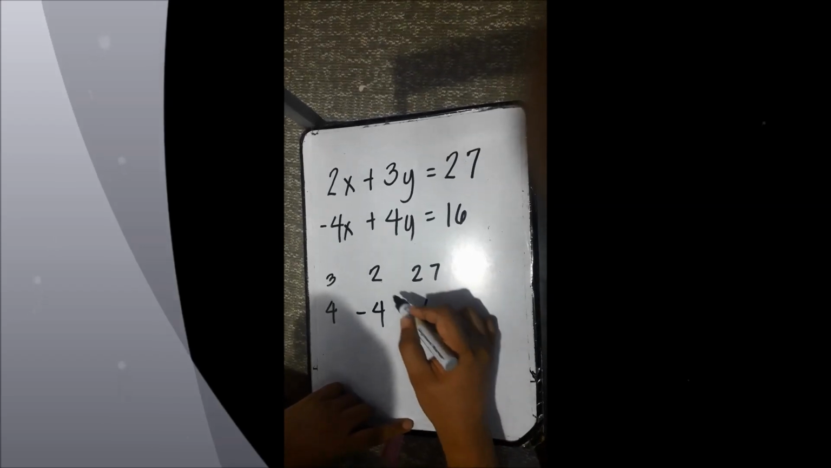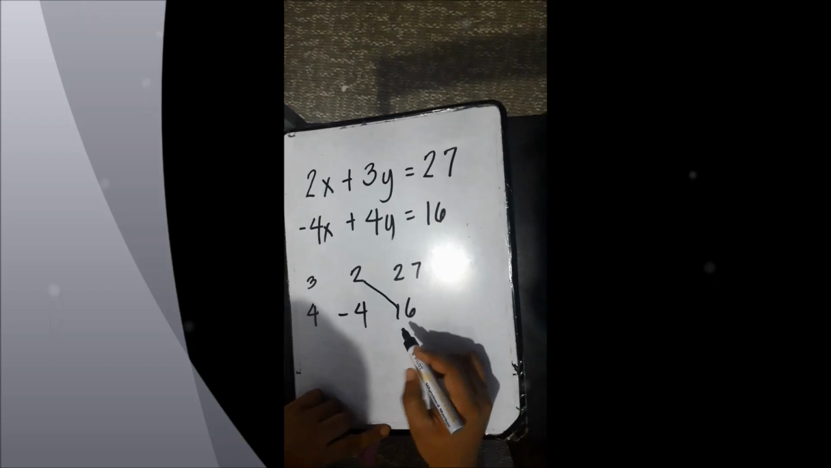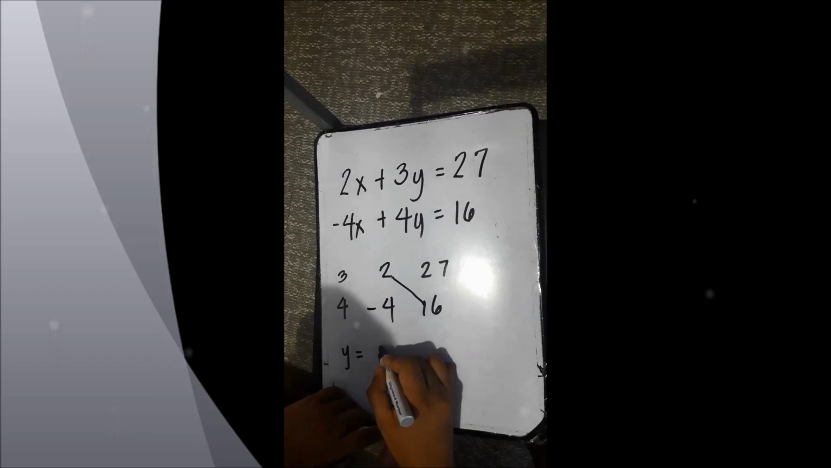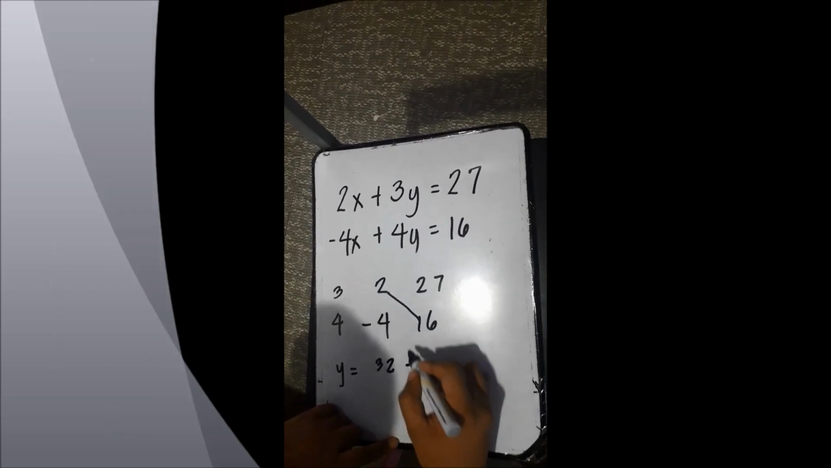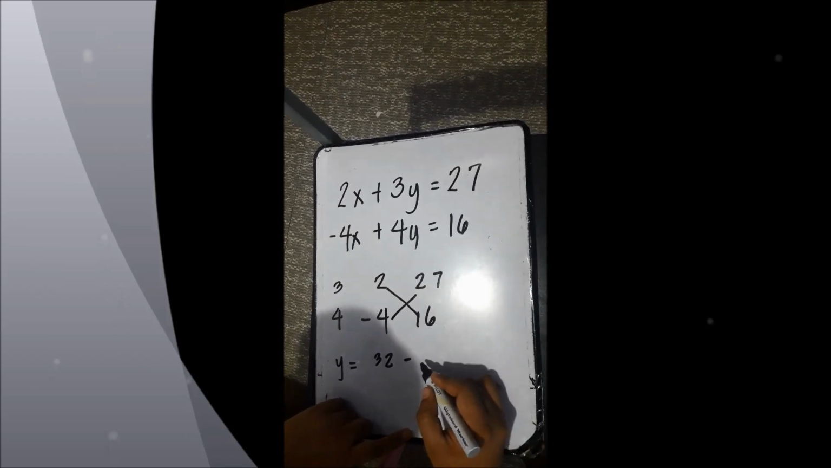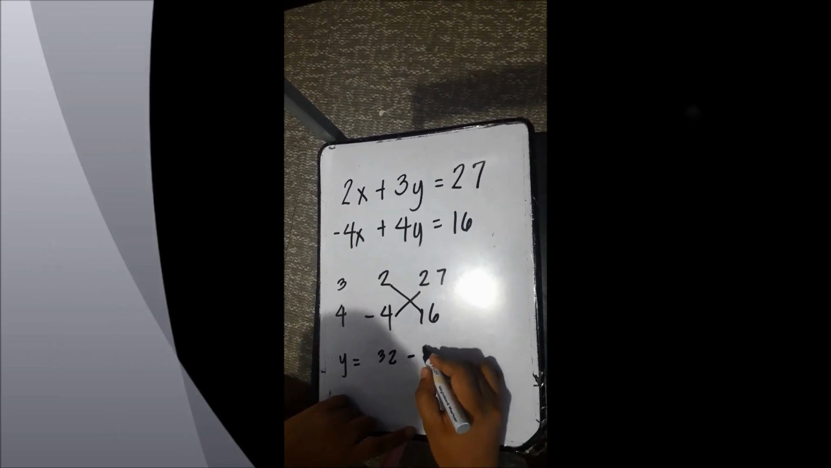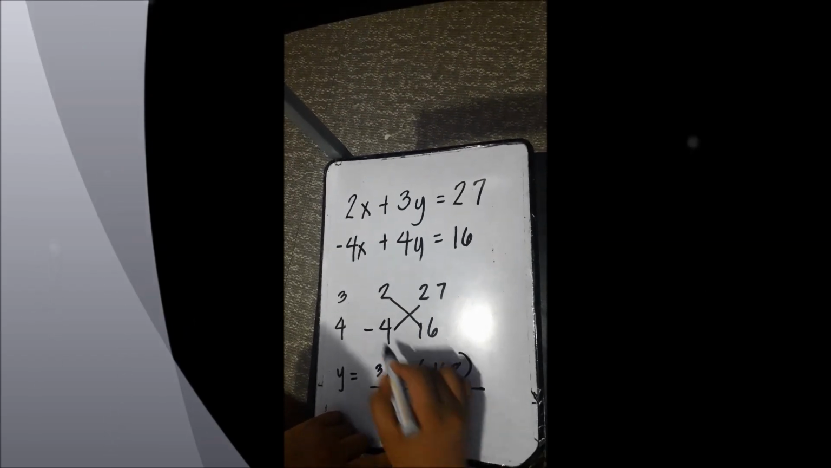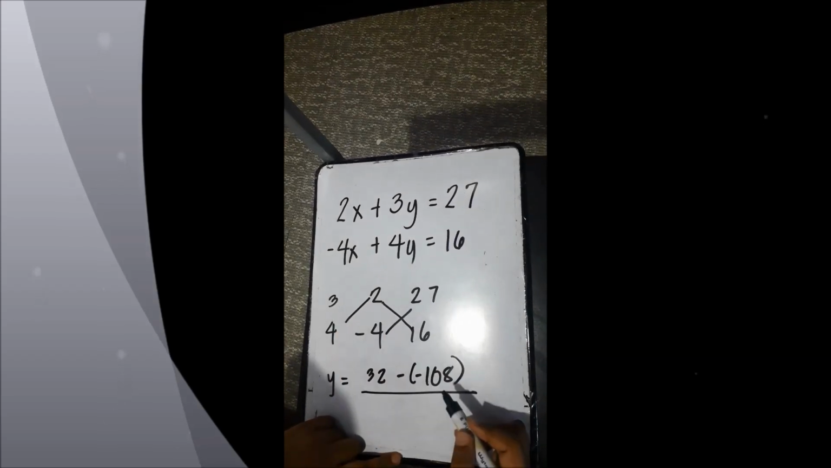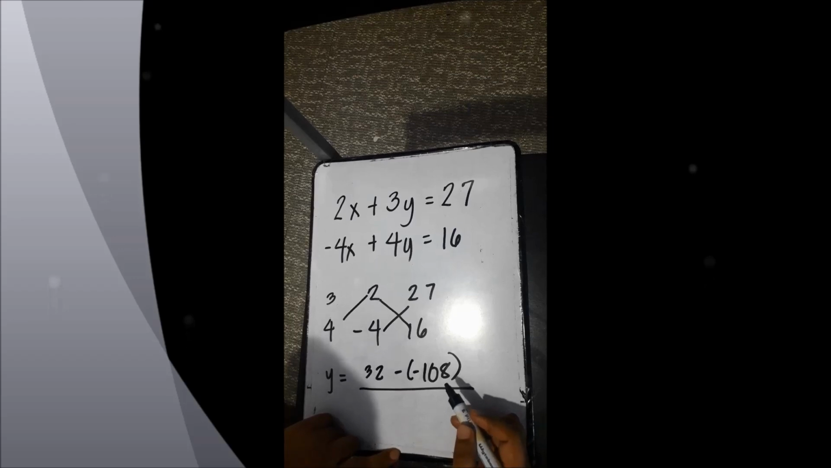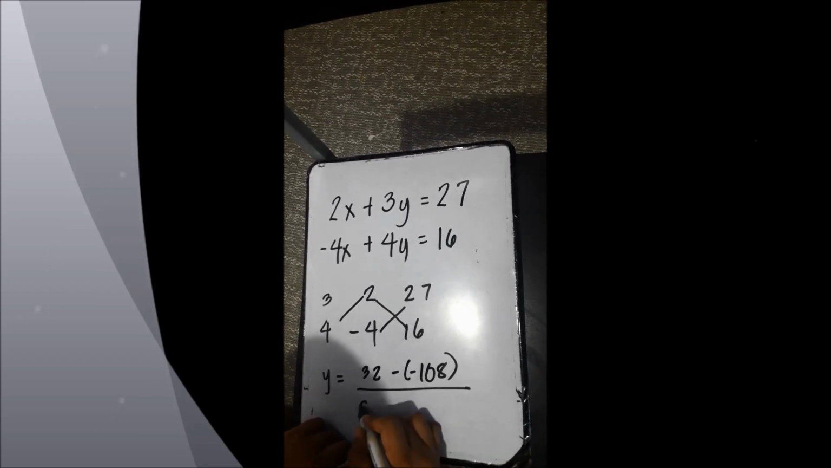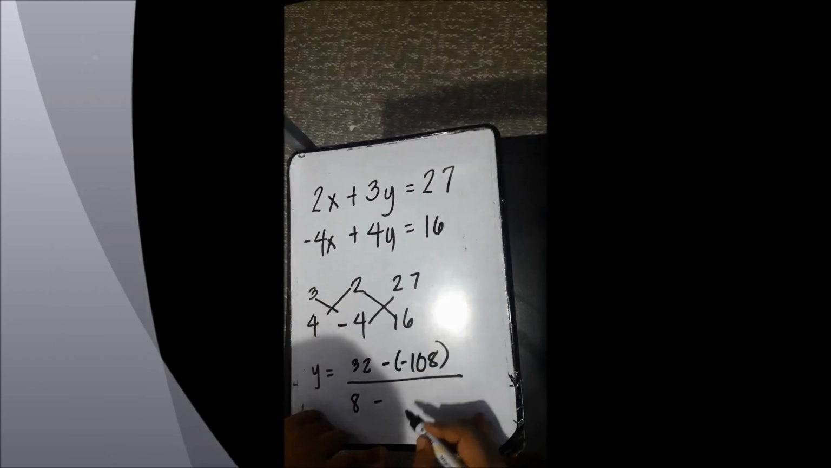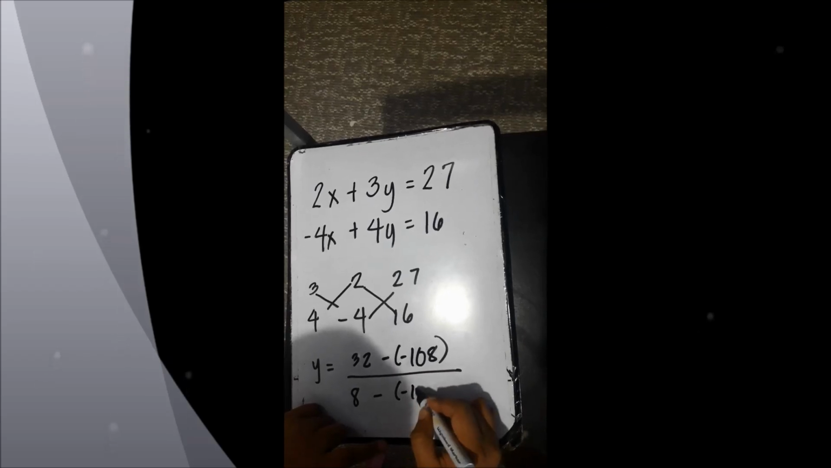I'll be multiplying 16 by 2, so that gives me, that should be y is equal to 32. Then minus this part here, negative 4 times 27, which also gives me negative 108, over this part here, 2 times 4, that gives me 8, minus 3 times negative 4, that gives me negative 12.